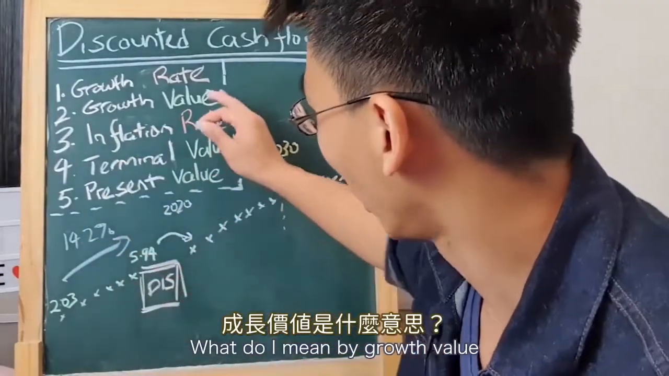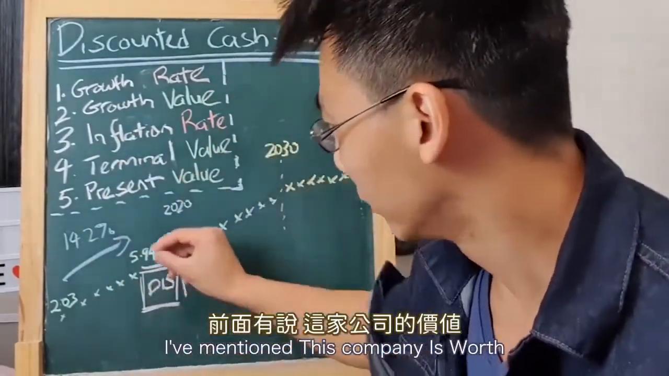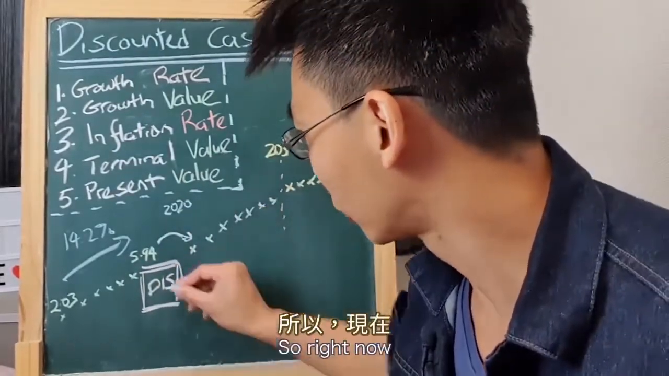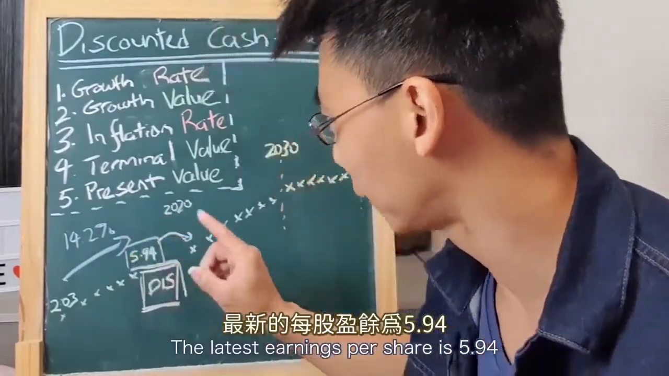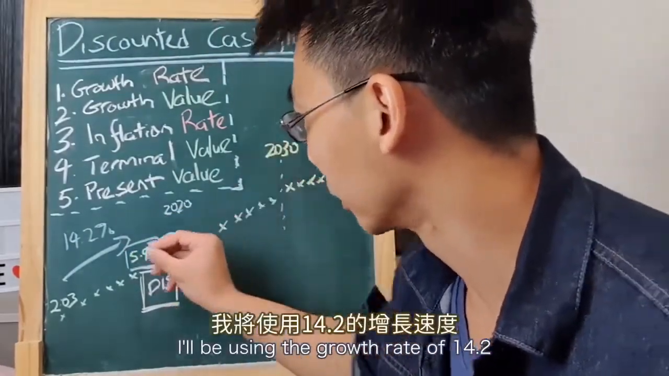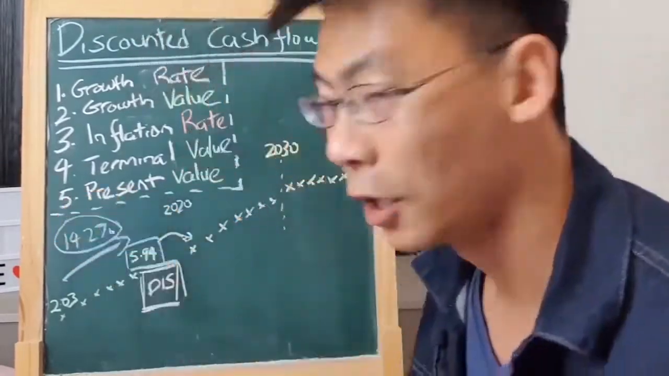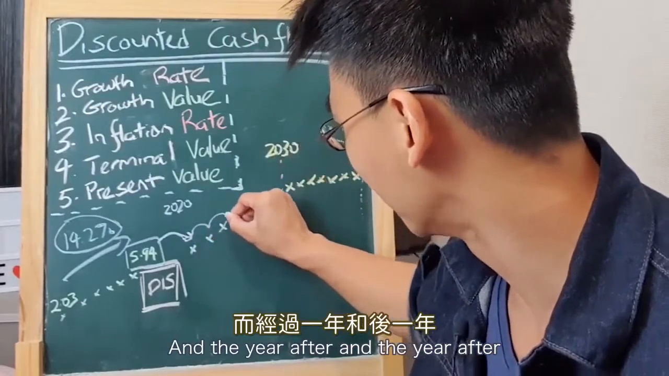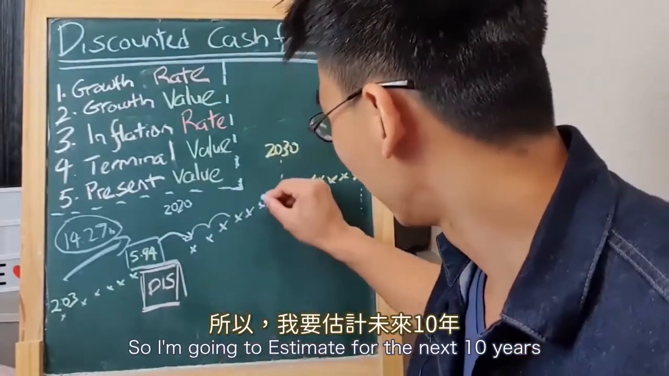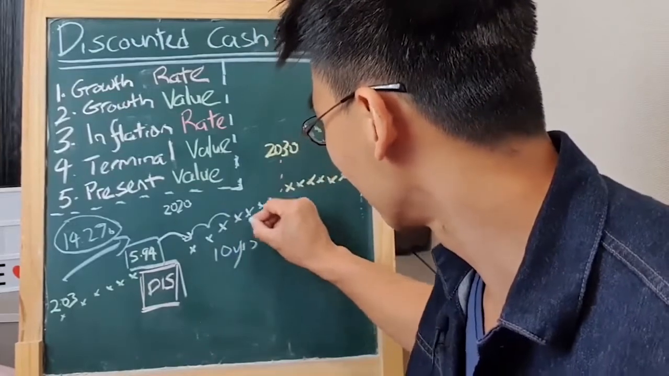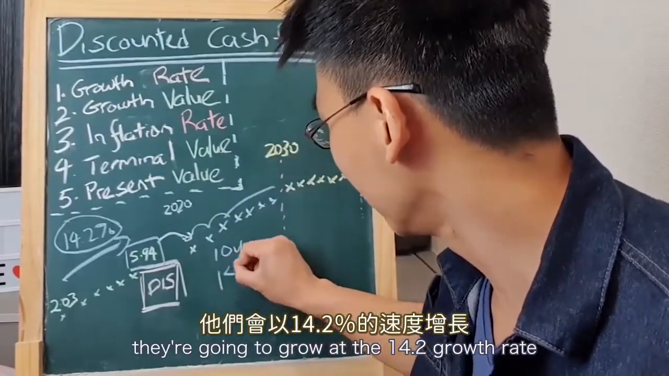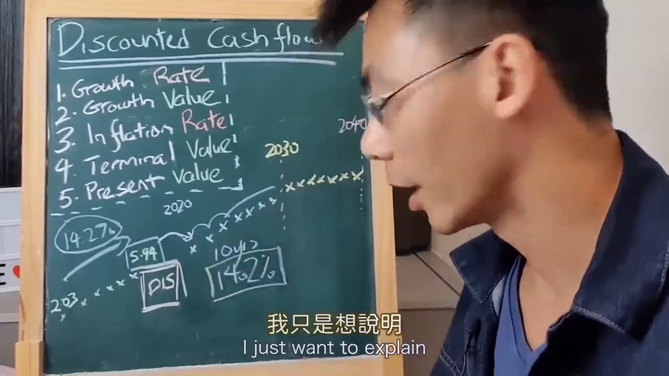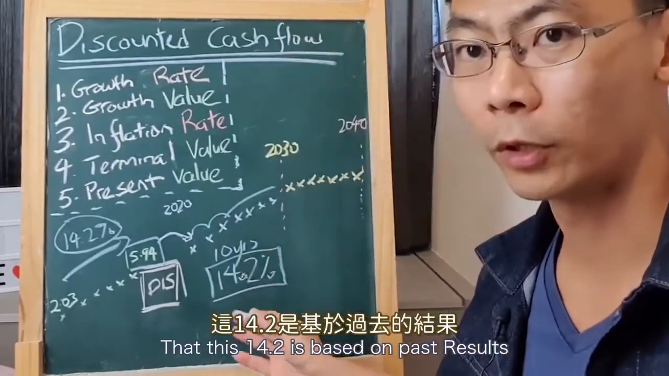Now again, what do I mean by growth value? I've mentioned this company is worth depending on how much they can make for me in the future. So right now, the latest earnings per share is 5.94. I'll be using the growth rate of 14.2 to project what they're going to make me next year and the year after and the year after. So I'm going to estimate for the next 10 years, they are going to grow at a 14.2% growth rate.